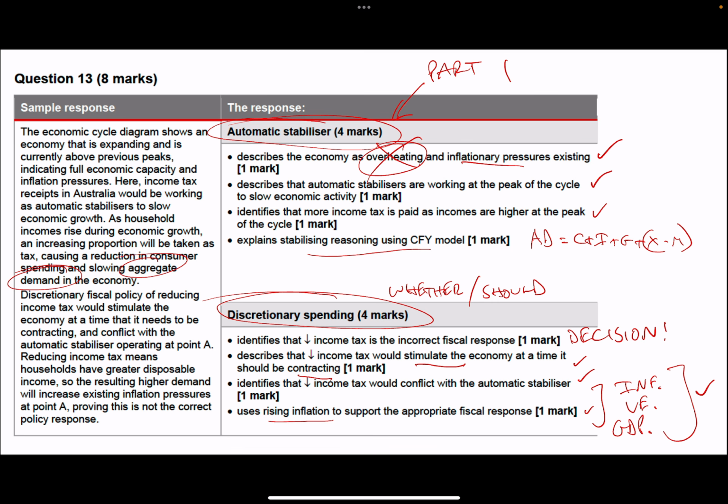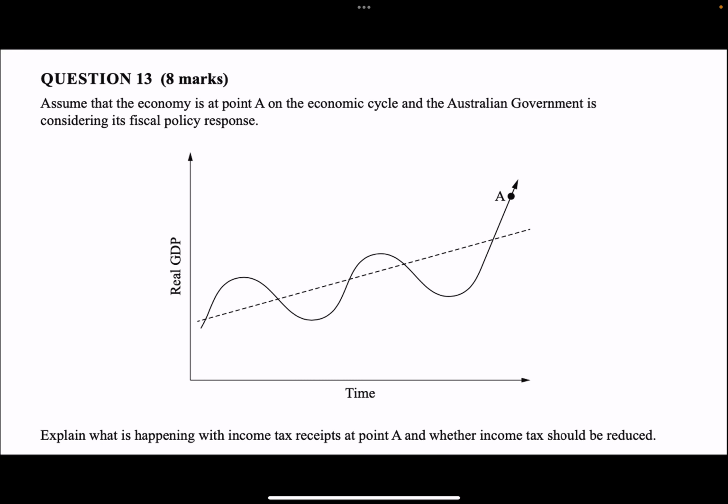The critical part of this question is to read the question carefully and ensure that you very, very explicitly break down both part A, or both the first part of the question, explain what is happening with income tax receipts, and the second part being whether income tax should be reduced. So be very, very clear when you break down those questions. Critical to cover all those aspects.